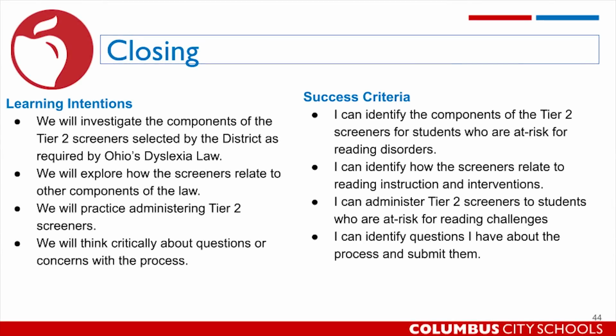Thank you for taking the time to practice. You will have additional opportunities to practice before you are required to begin screening students. So in closing, in this session, you learned what Tier 2 screeners are, why they are needed as part of Ohio's new dyslexia laws, which students will need to be screened and when, and how to administer the screenings. These screeners will be used, along with intervention data, to determine whether a student who was initially identified as being at risk for difficulty acquiring reading skills is making progress with their reading skills.